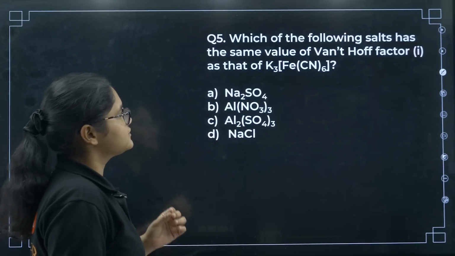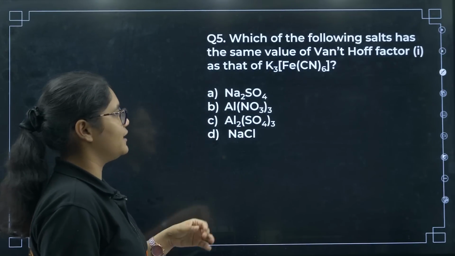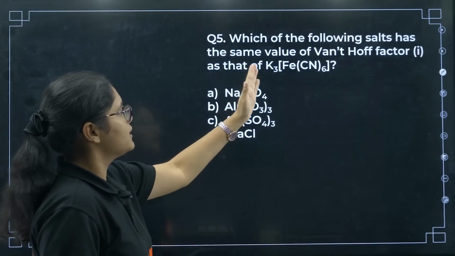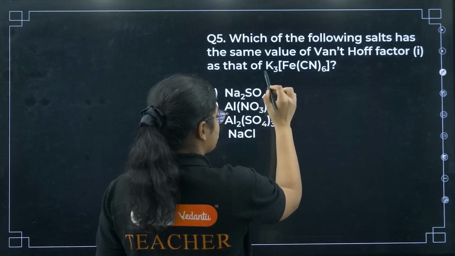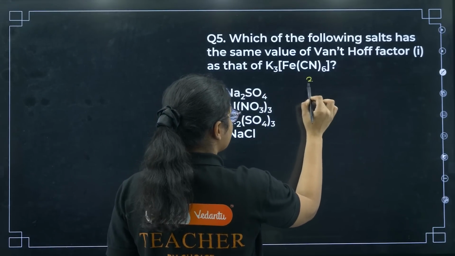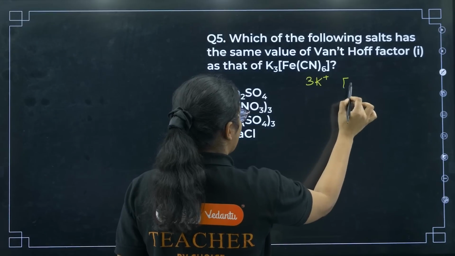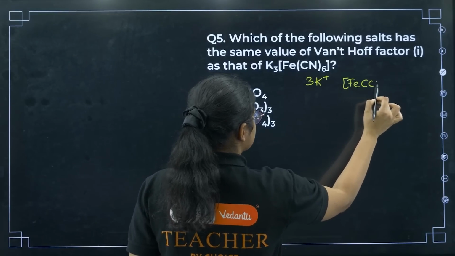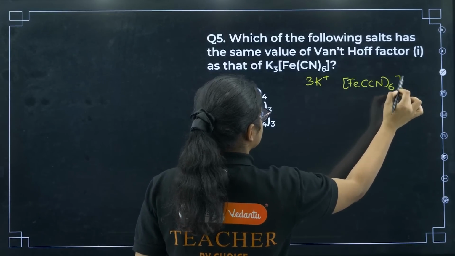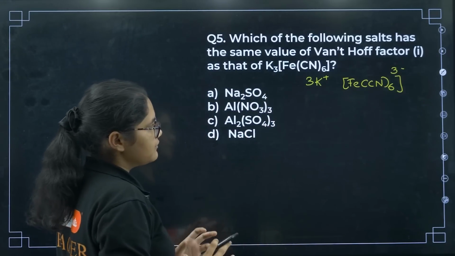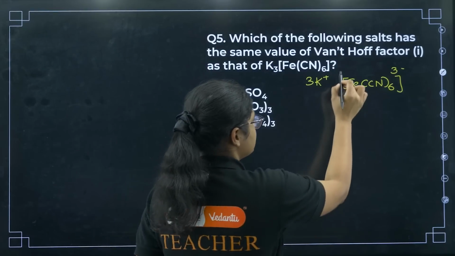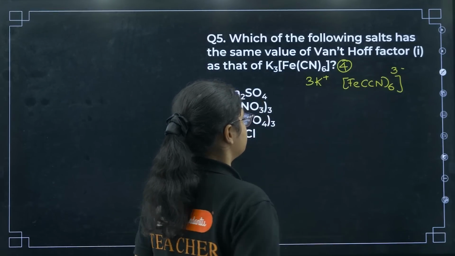Which of the following salts has the same value of Van 't Hoff factor as that of K3[Fe(CN)6]? Okay, so if you see the Van 't Hoff factor, how will this dissociate? This will give you 3K+ and [Fe(CN)6]3-. Okay, so how many will we get? 3 plus 1, 4 ions I will get. Okay, 4 ions will be produced.